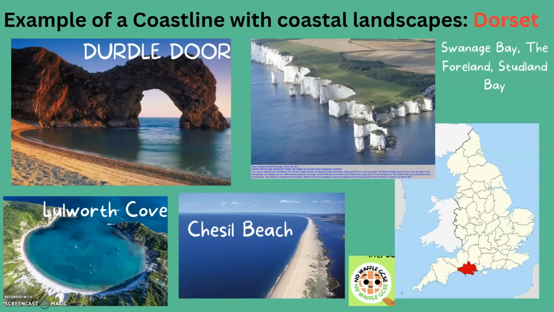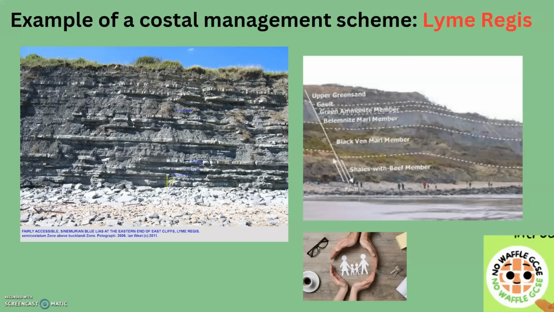So the bays are the softer rock, which have been eroded and caved inwards, and the foreland is the harder rock and the headlands protruding outwards. Now that's all you need to know for that. So let's now move on to an example of a coastal management scheme. We're going to be looking at Lyme Regis.